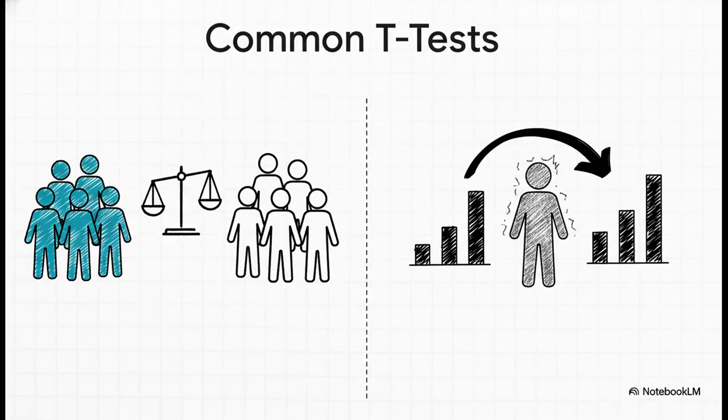Now, you'll usually see 2 main flavors of the t-test. There's the independent samples t-test, which is for comparing 2 totally separate groups, like your classic treatment group versus a control group. And then you have the paired samples t-test. That's for those before and after situations like measuring a patient's blood pressure, giving them a new drug, and then measuring it again to see if it changed.